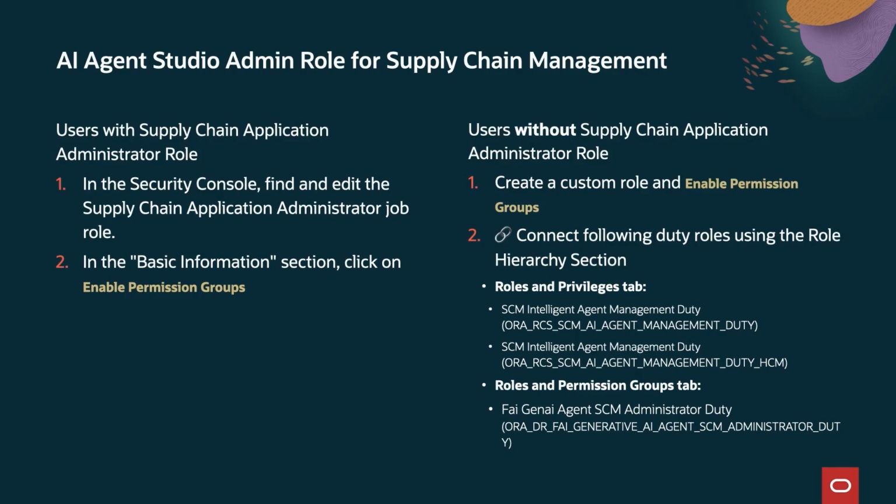And in this case, you need to assign 3 duties to it. With me? Okay. So I wanted to call this out because a lot of times you will see pillars ship roles out of the box where AI Agent Studio access is already there. And as a customer, all I need to do is grant myself the supply chain administrator role, enable the profile option we talked about, run those ESS jobs, enable the permission groups, and I'm in business.